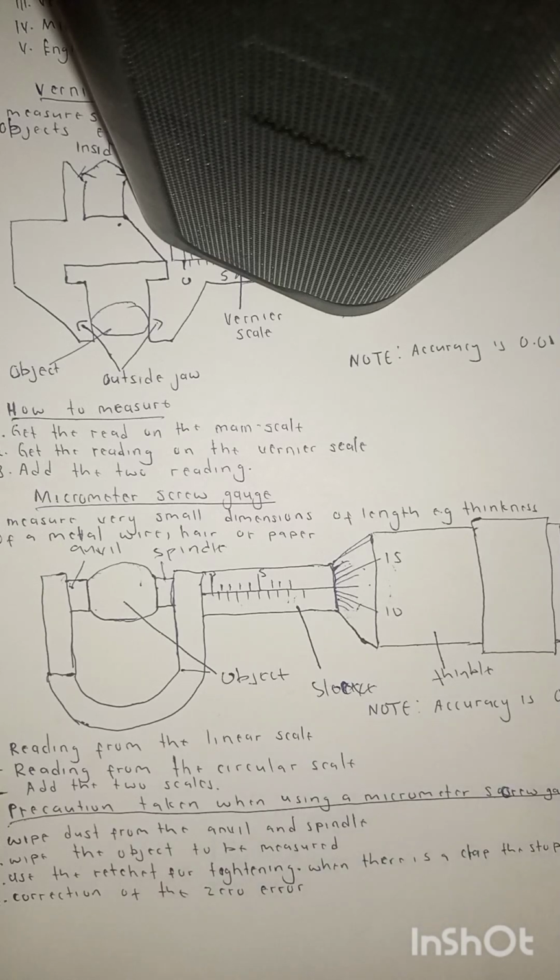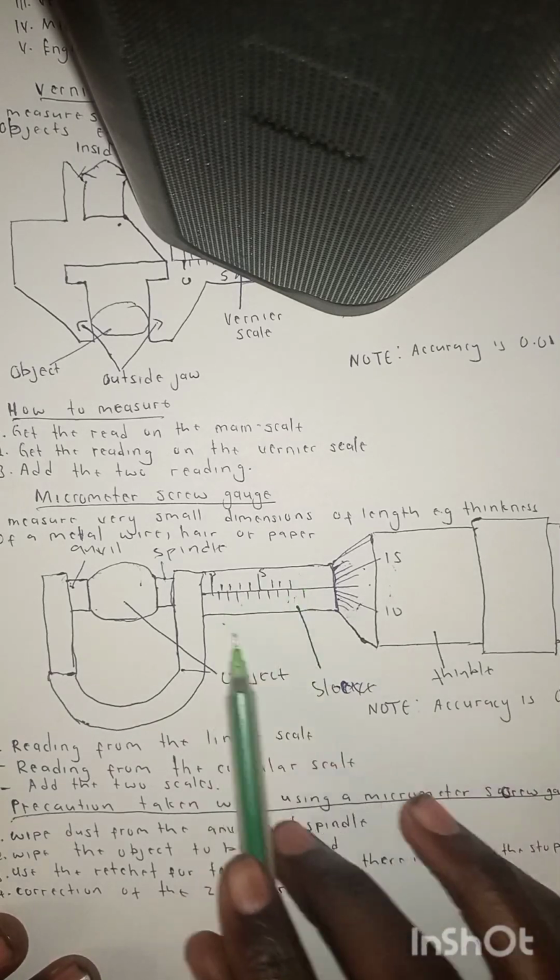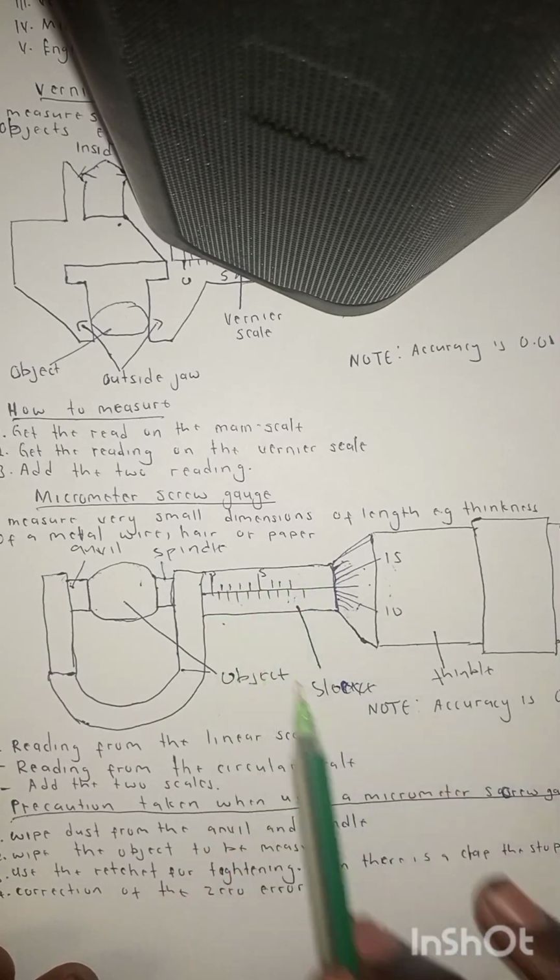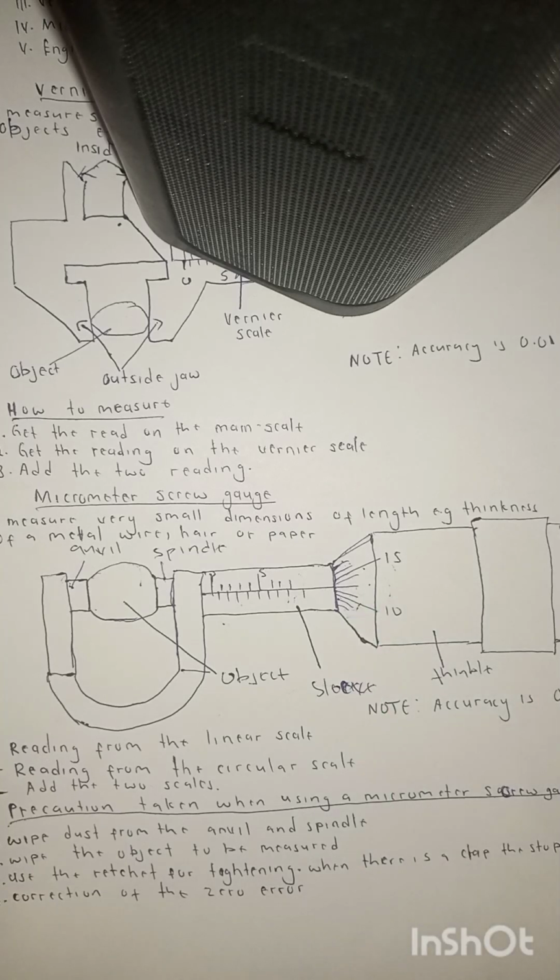Now, how to read a micrometer screw gauge is, if anything, the same as the vernier calipers. You just get the reading on the main scale plus the reading on the vernier scale. Then when you add them together, you will get the overall reading.